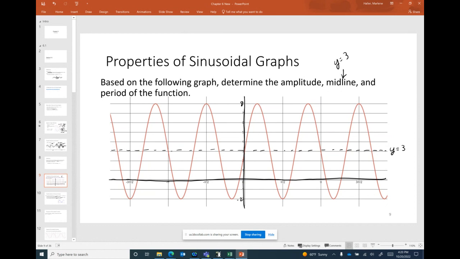Okay, now that we know the midline, it's easier to start there. Then we can find some of the rest of the things. The amplitude is simply the distance from the midline to the high point or the low point, right? That's our amplitude. What's the amplitude? 1, 2, 3, 4, 5. So we'd say the amplitude equals 5, right? And then what else?